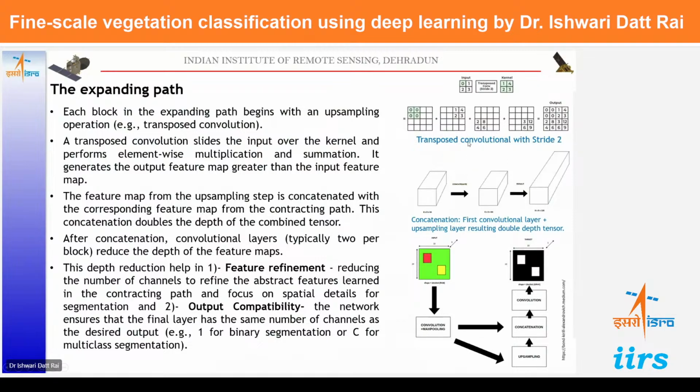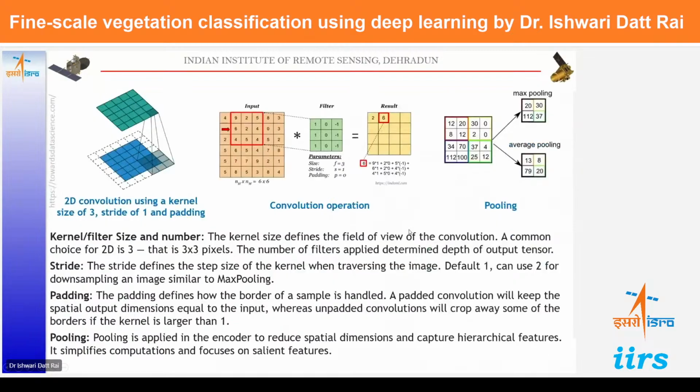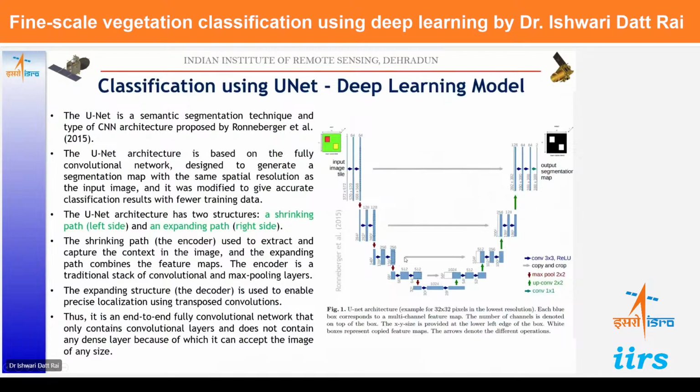So here the depth is reduced to half, but again using the concatenation means adding the first convolution layers and the upsampling layers, resulting in the double depth tensor. So here you can understand the concatenation process. These are the cropped images from the contracting path, and these are the output from the up convolution. So it basically doubles the depth of the output image.